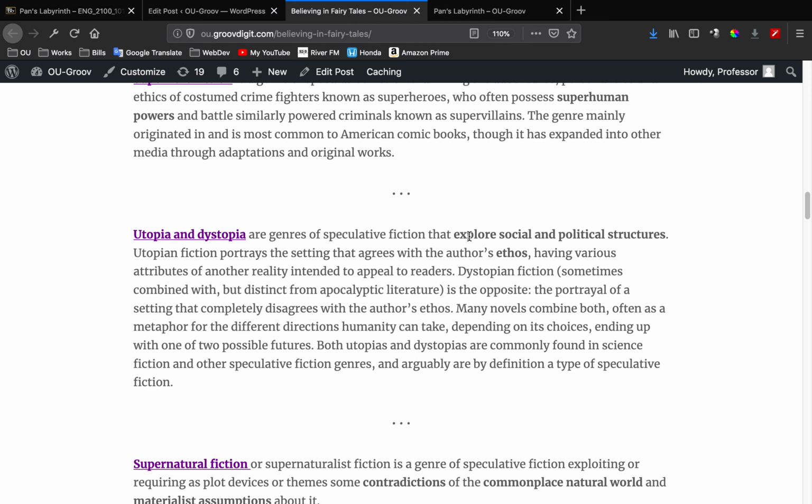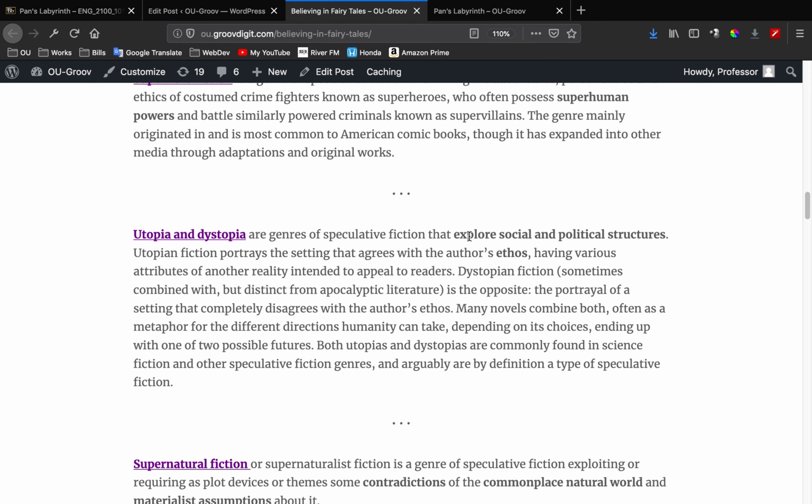Utopia and dystopia are genres of speculative fiction that explore social and political structures. Utopian fiction portrays the setting that agrees with the author's ethos, having various attributes of another reality intended to appeal to readers. Dystopian fiction, sometimes combined with but distinct from apocalyptic literature, is the opposite, the portrayal of a setting that completely disagrees with the author's ethos.